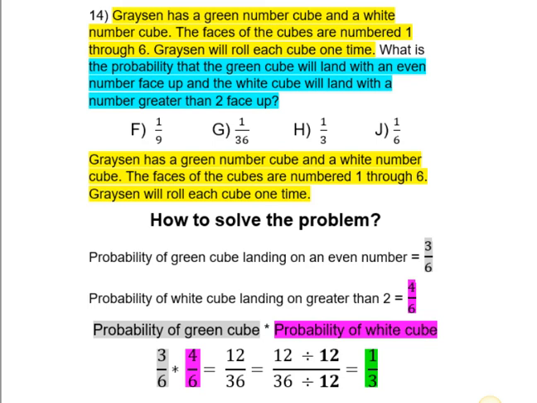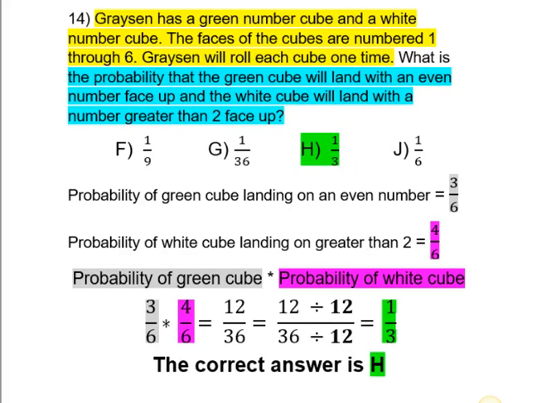Looking at the answer choices, which answer has 1/3? If you said H, you are correct. Let's move to question number 15.